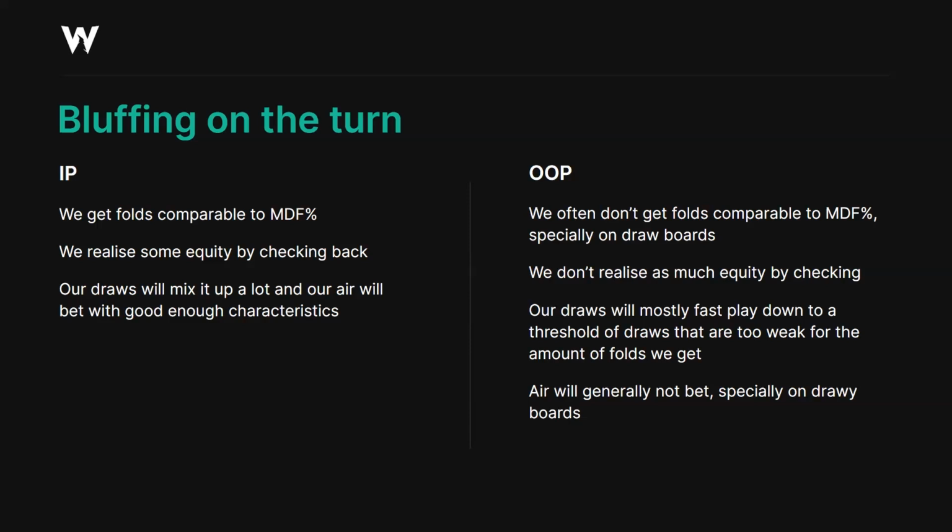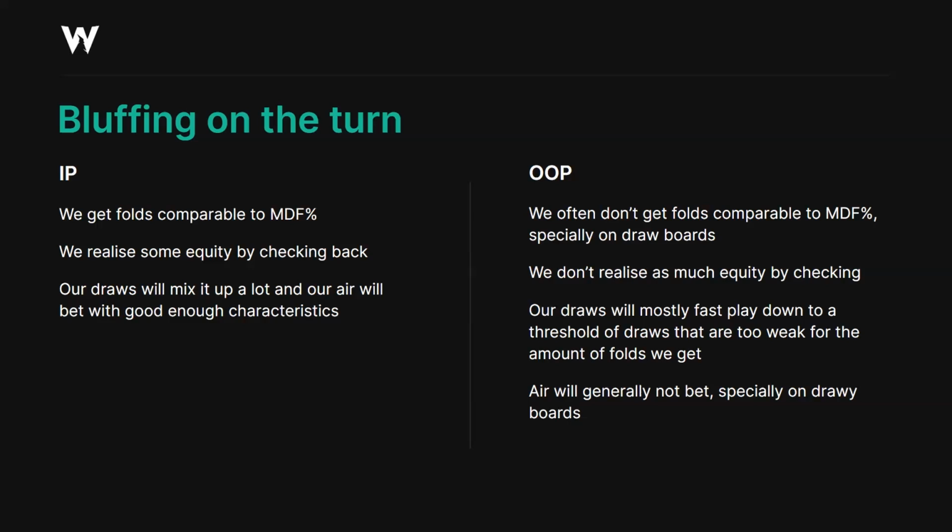Out of position, though, it's not like that. Out of position, it's actually more intuitive. It's kind of how people naturally play. What happens out of position is that when you bet the turn out of position, to some extent the flop, you don't usually get enough folds comparable to MDF, meaning the risk to reward ratio for betting the turn doesn't allow you to just bet anything. You don't get enough folds to bet anything for that risk and reward ratio. Especially on drawy boards.